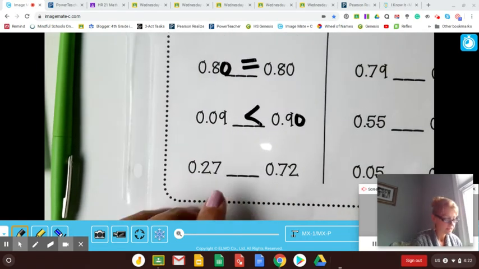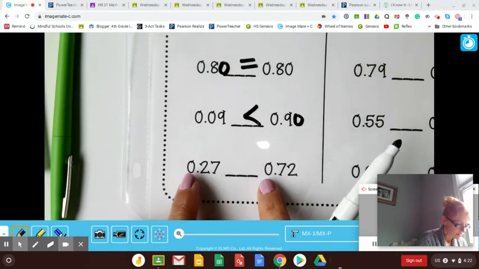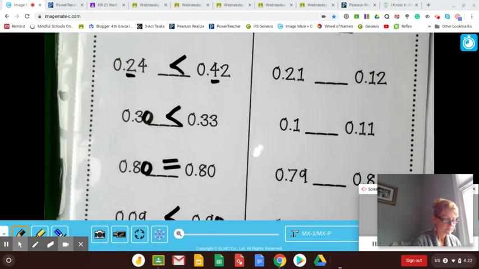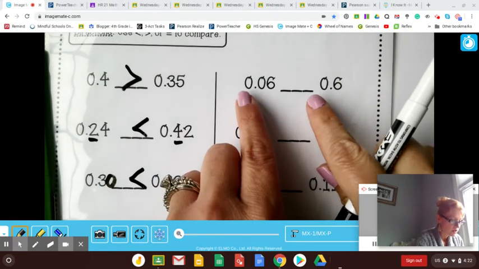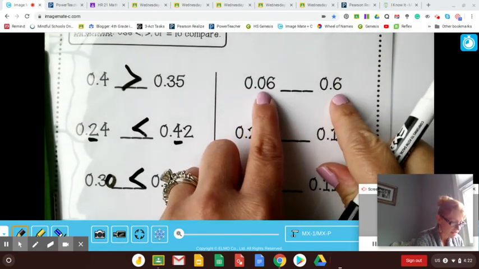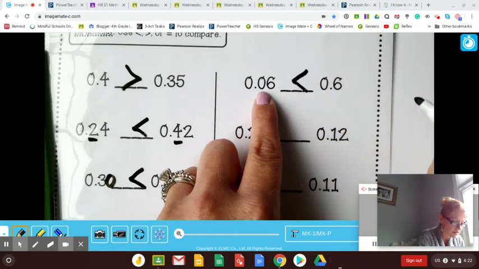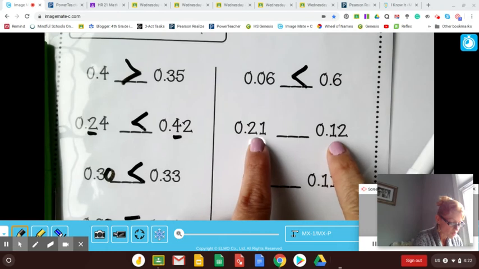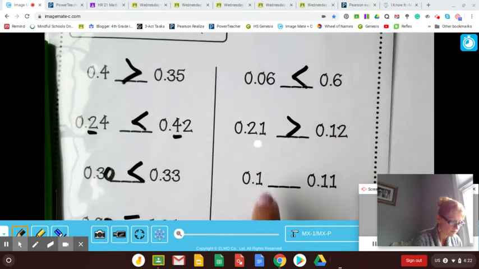Make sense? All right, here's another one. 0, we have a 2 and a 7. A 7 is greater than 2. Let's go up. We have a 0 and a 6. Well, 6 is greater than 0. We have a 0. We have a 2 and a 1. A 2 is greater than 1.